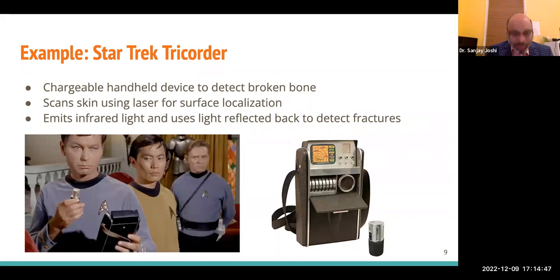And for this talk, I thought I would use an example from my childhood, Star Trek. Some of you might remember this is Dr. Bones, and he's holding this device that they used to scan somebody who was not feeling well. I said, well, let's just make a hypothetical device that detects broken bones, and they just put in two kinds of energies in there. Let's say that it scans the skin using laser to localize the surface, and then it emits infrared light and uses the light that gets reflected back to detect fracture. This is a completely hypothetical device, but if you ever end up making one, make sure that you heard it from me. So give me some royalty.